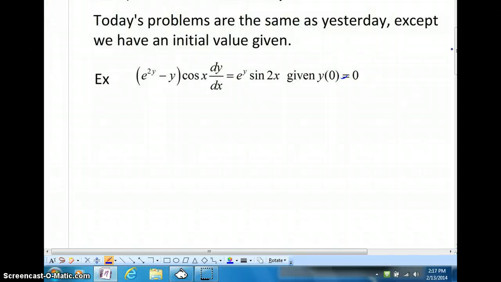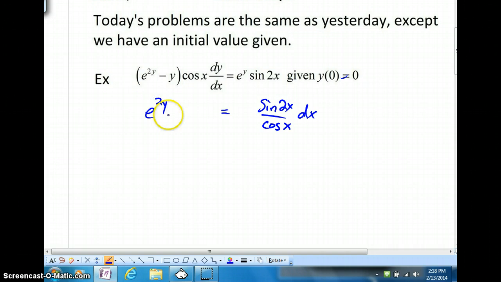But hey, let's see if we could do some separating of variables. I'm going to try to do this kind of quickly, with a little bit of cleaning up. How about we divide both sides by the cosine of x and also multiply both sides by dx. Simultaneously, I'm going to divide right over here, and I'm wondering, with this e to the 2y minus y, wow, we're going to have an issue with that. You can see in just a moment.